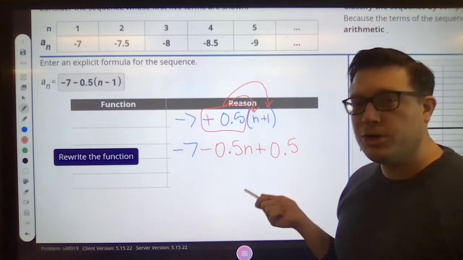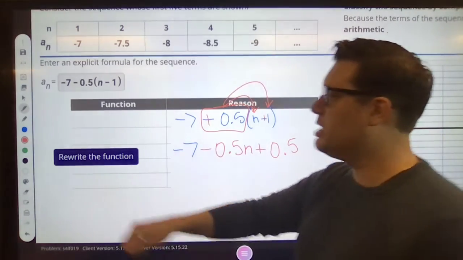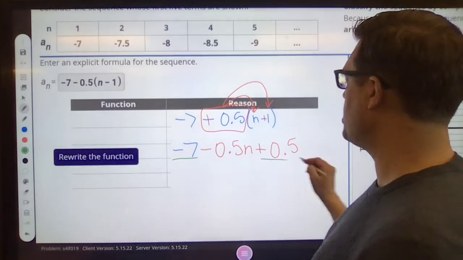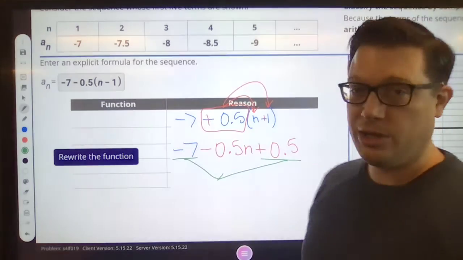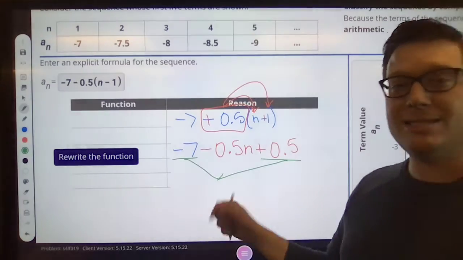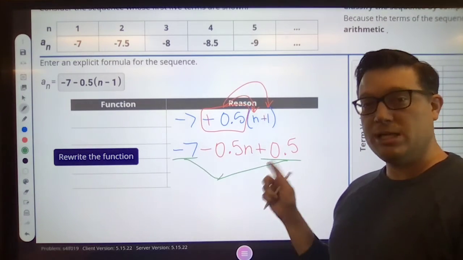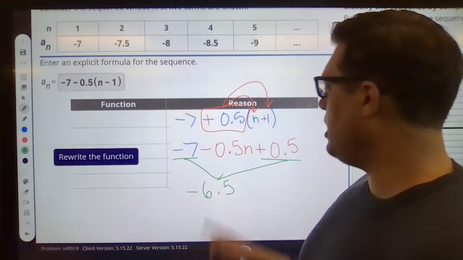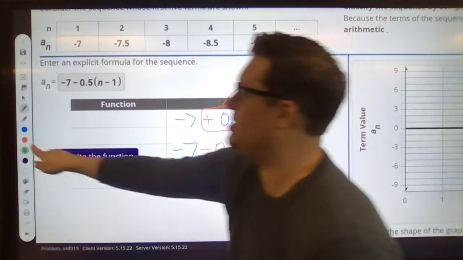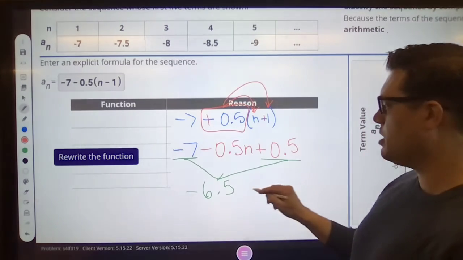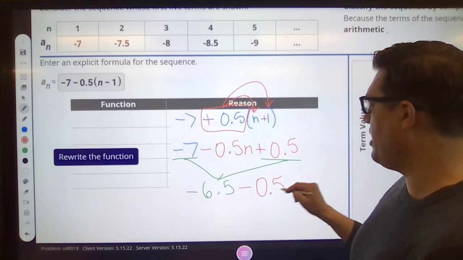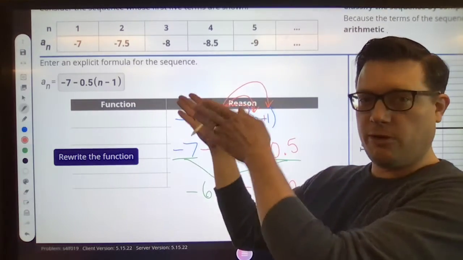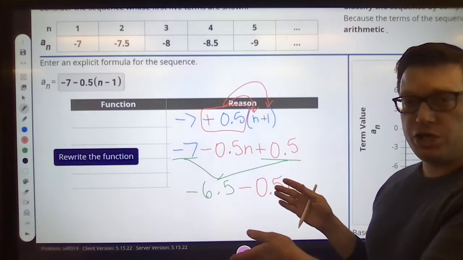Now in this problem, we don't have parentheses anymore. We did the distribution to make the parentheses go away. So now we need to combine like terms. To combine like terms, these two numbers, they're just numbers after all, can be brought together. So negative 7 plus 0.5 is negative 6.5. And then the thing that did not change, because it doesn't have any common terms, is the negative 0.5n.